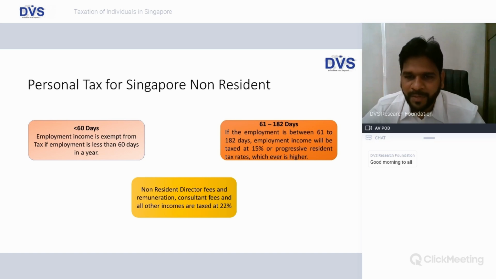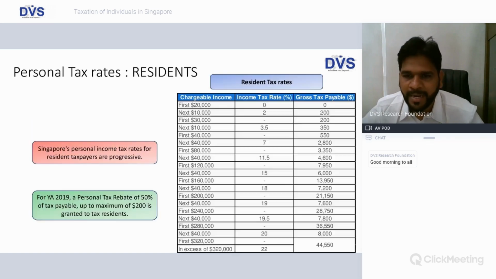We also have situations where people have to come to Singapore and work more than 2 months, that is 61 days up to 182 days. Then he's considered a non-resident and his income will be taxed at 15% or the progressive resident tax rates, whichever is higher. So I'm just going back to the progressive rates to understand what this 15% bracket is.